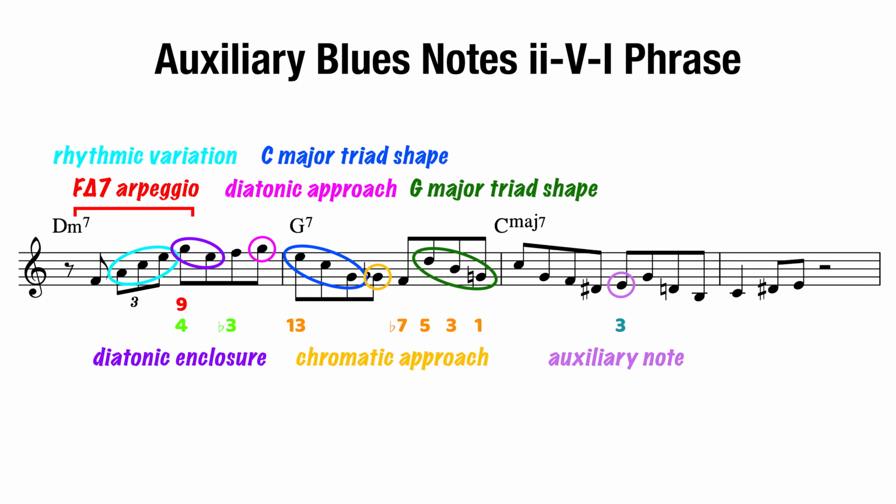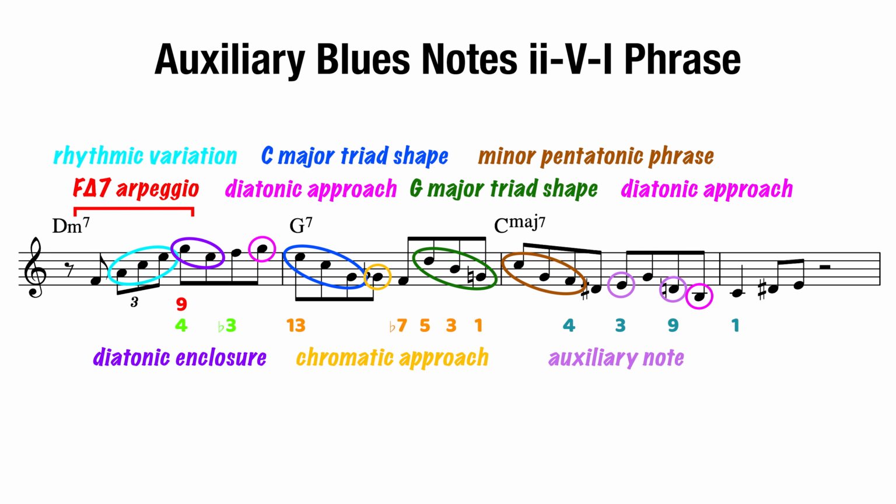So we go down a minor pentatonic phrase, and then we have this 4th into the 3rd. That's going to be our resolution. And we have an appearance of another auxiliary tone, the 9th, which we're going to use to resolve into the root using a diatonic approach, borrowing that B natural from the parent major scale, C major or C Ionian.